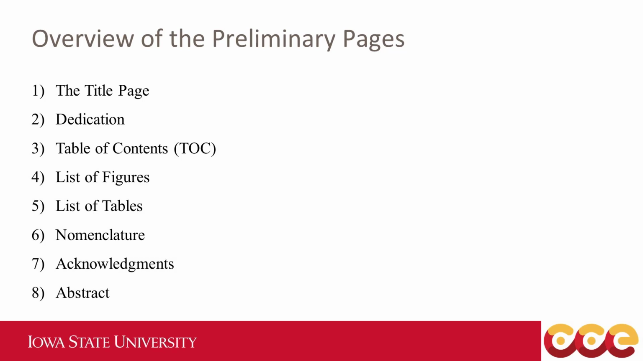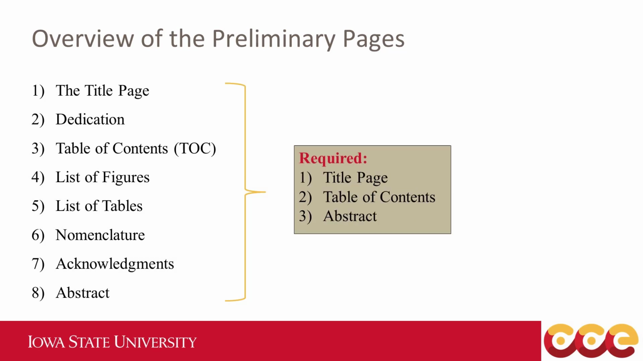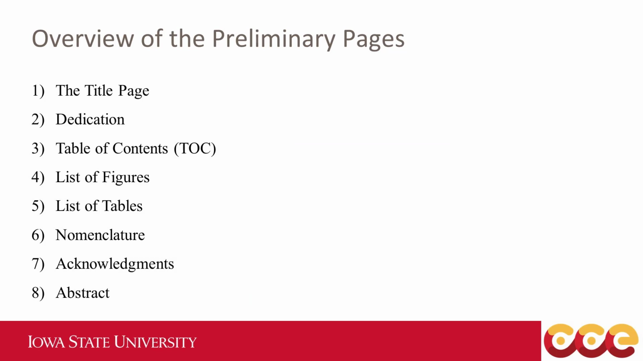The optional pages are the dedication, list of figures, list of tables, nomenclature, and acknowledgements. The rest of the pages are required, specifically the title page, table of contents, and abstract. Now that you know what the preliminary pages are, we'll go through each page one by one, paying attention to the specific formatting requirements for each page.